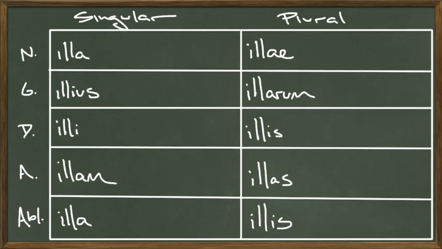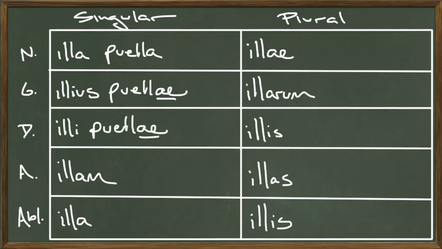Let's look at it with a feminine noun. And we'll use puella, girl. Illa puella, that girl. Illius puellae. Notice that puellae goes into the genitive case, of that girl. Illi puellae. This is also in the dative case. To that girl. Illam puellam. Did I spell that right? Puellam. Sorry about that. To that girl, I see that girl, I know that girl, I hear that girl. I'm going with that girl.